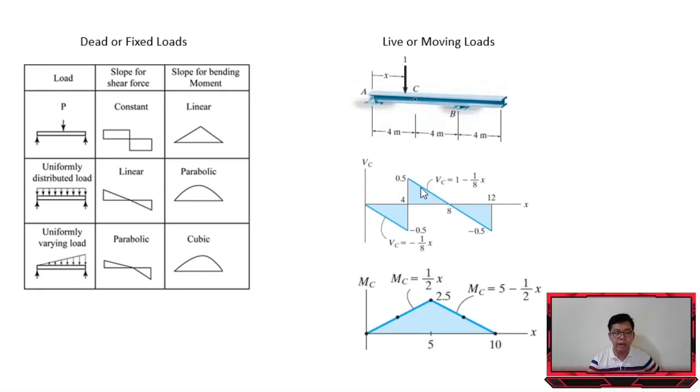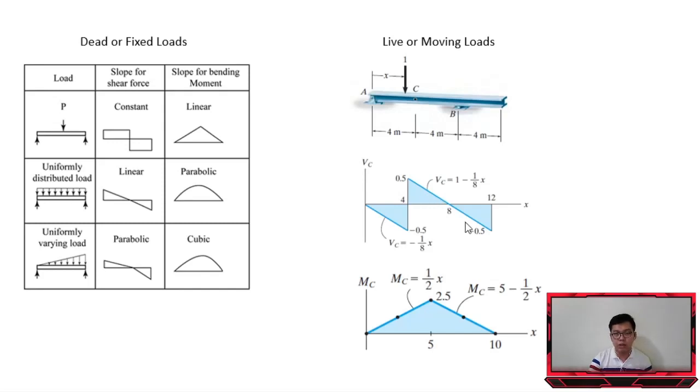Now, dito sa influence diagram, guys, iba. Yung mga height nito, for example, ang height ng influence diagram sa shear at C is actually dito, yung positive, that is actually 0.5. Now, these are not the values of shear directly. Hindi yan mga shears. Tawag natin dyan ordinates.